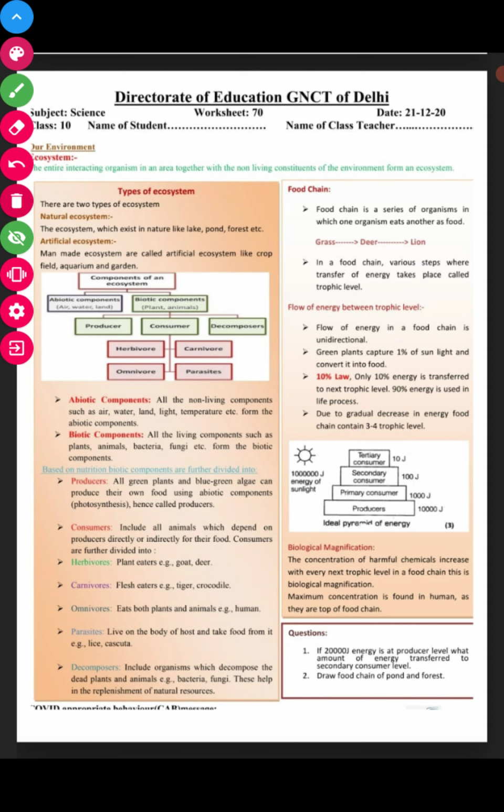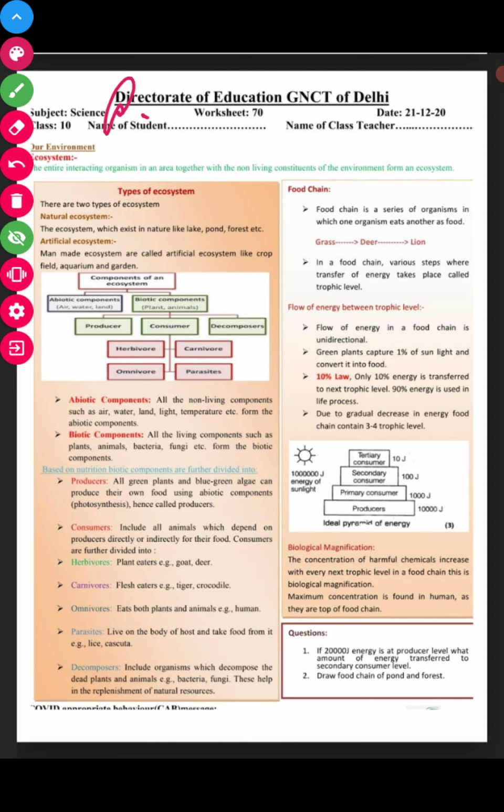Okay, so this is all about today's worksheet. Let's do the practice exercise. We have only 2 questions. If 20,000 joule of energy is at the producer level, what amount of energy is transferred to the secondary consumer level? Okay, let's see.